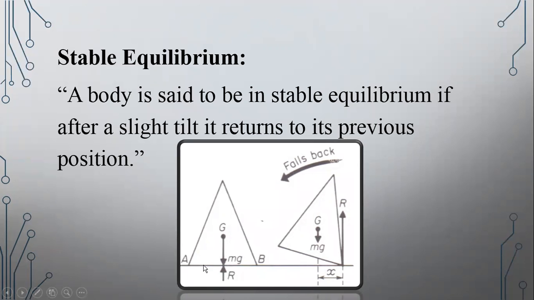Now there are two forces. First is the weight of that paper cone, which is acting vertically downward, and second is the normal reaction force, which is acting vertically upward. Here G is the center of gravity of this paper cone.